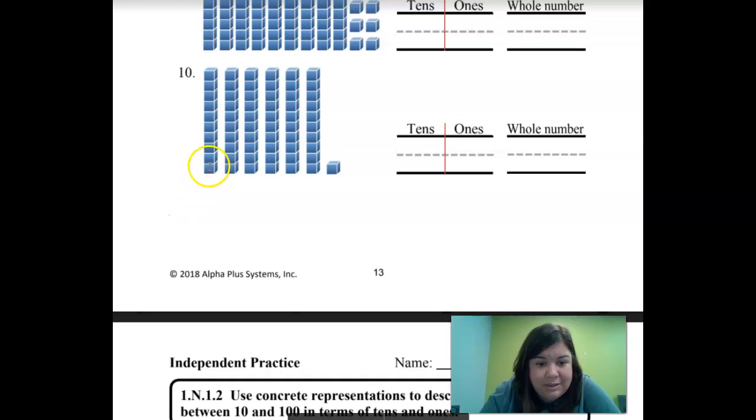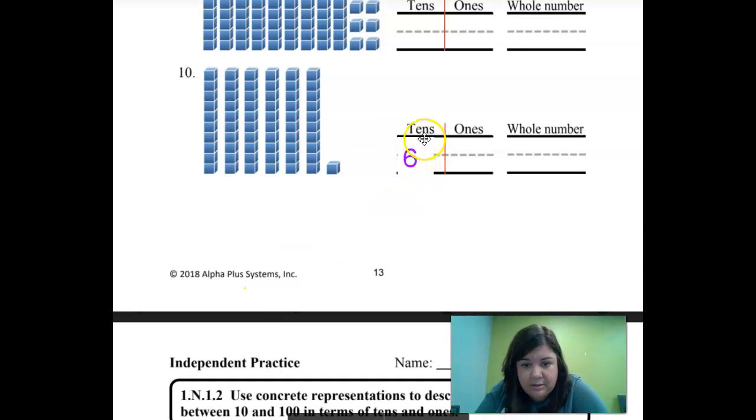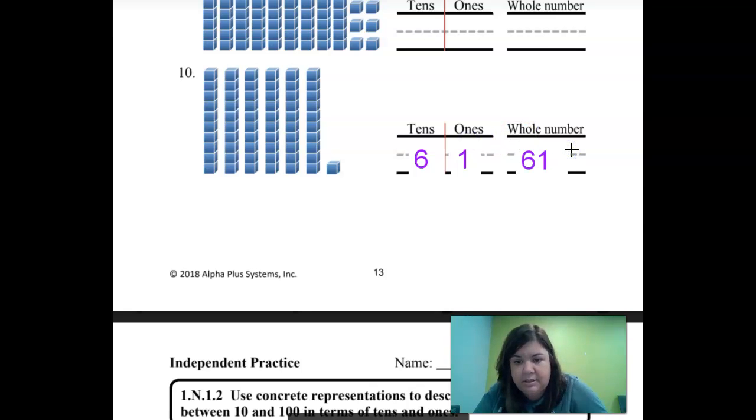Okay, did you get, let's count them, 1, 2, 3, 4, 5, 6. Did you get 6 tens? Let's write that in. 6 tens. And how many ones? That's real easy, huh? Just 1, which gives us a whole number of, what is that number? Say it with me. 61.